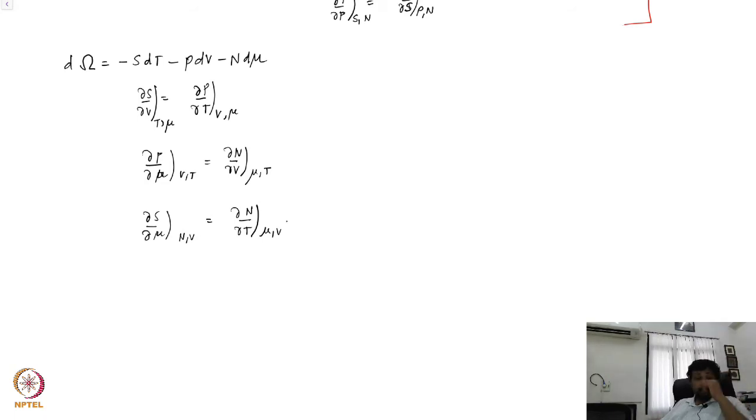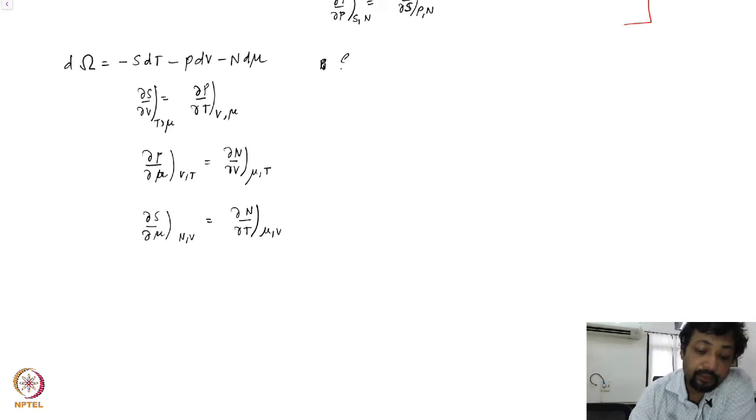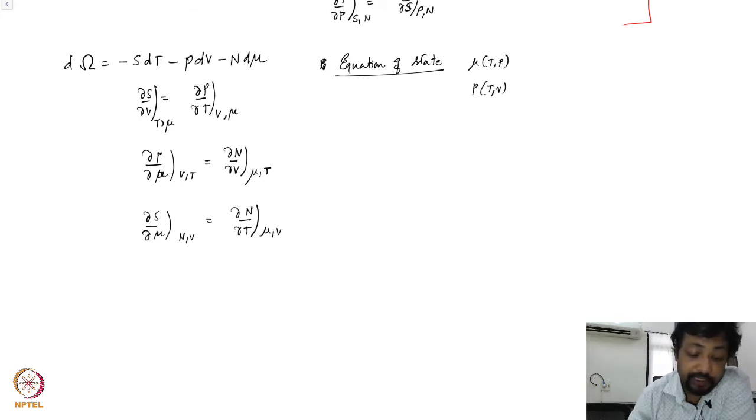Now recall your equation of state, you had P as a function of... for this particular system, you have equations of state, one is μ as a function of T, P, and pressure as a function of T, V, so one can eliminate the temperature or the volume.